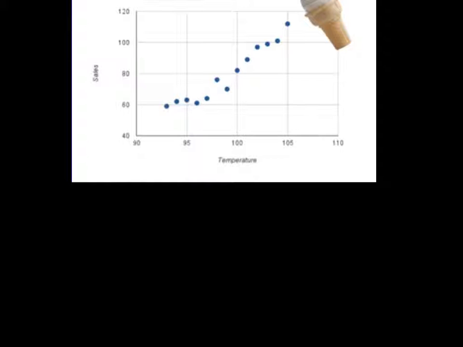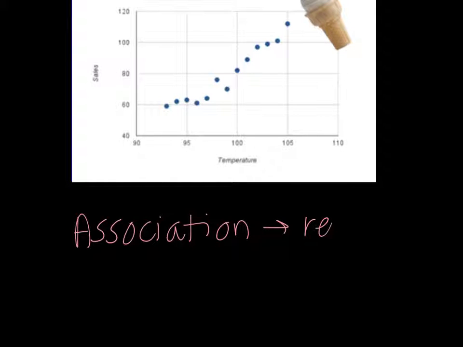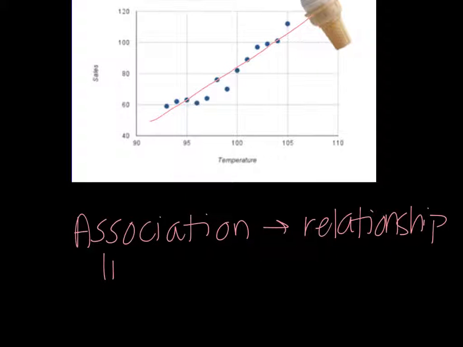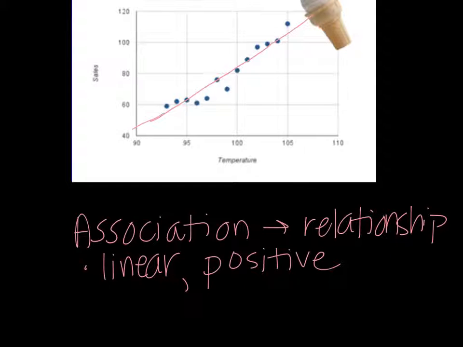The next word we need to remember is association. Association has to do with the relationship between the two variables. If I were to draw a nice straight line through here, it fits the data pretty well, which tells me that this has a linear association, and it has a positive association because if I read my graph, it's increasing over time. It's increasing, so it has a positive association.